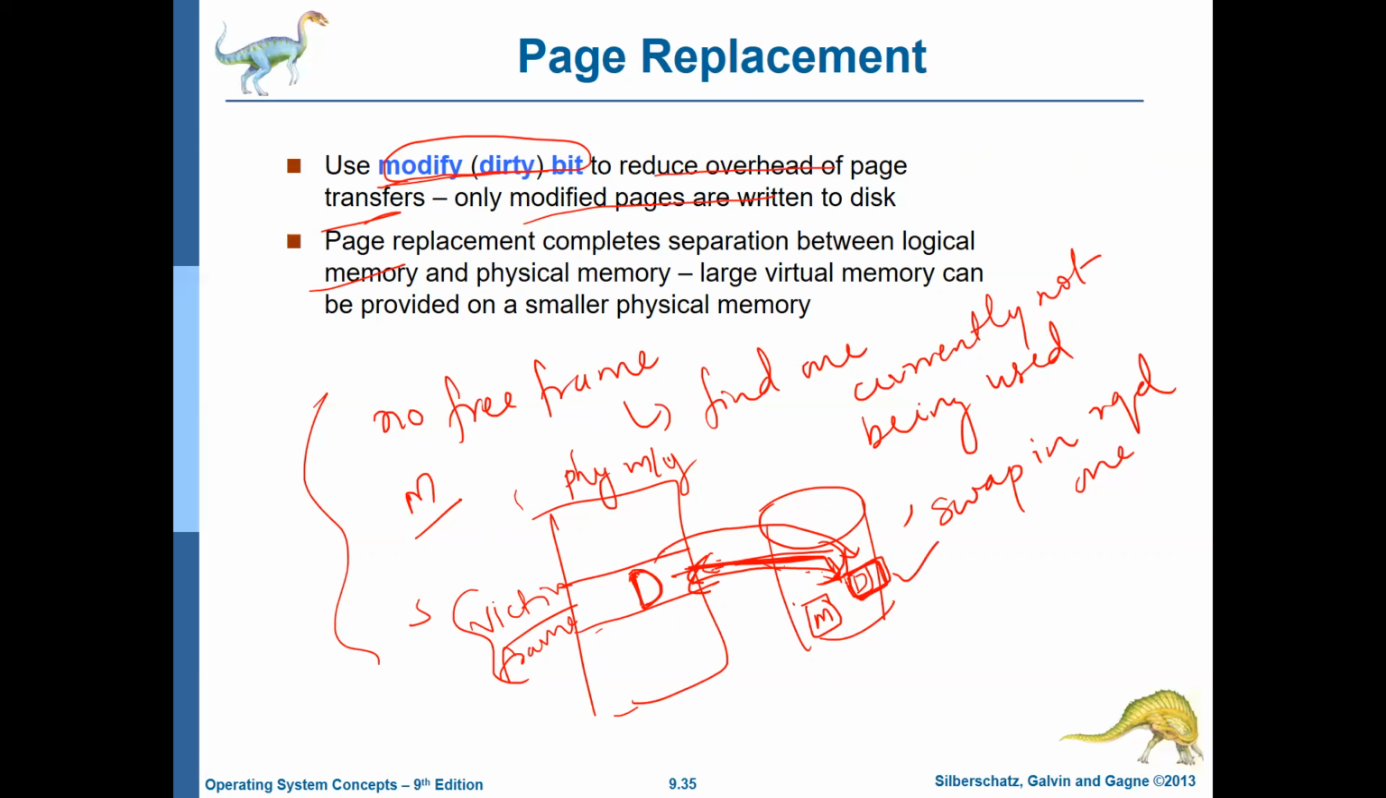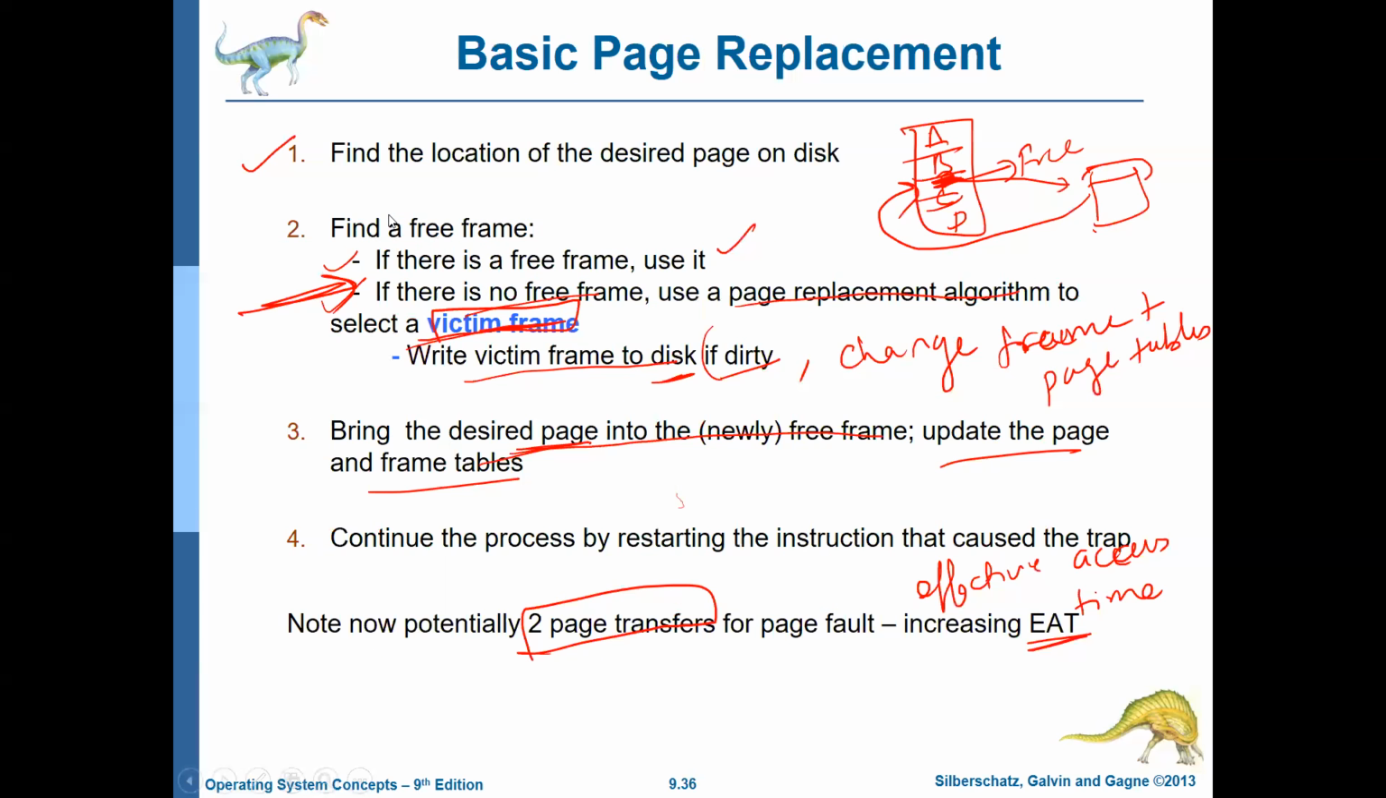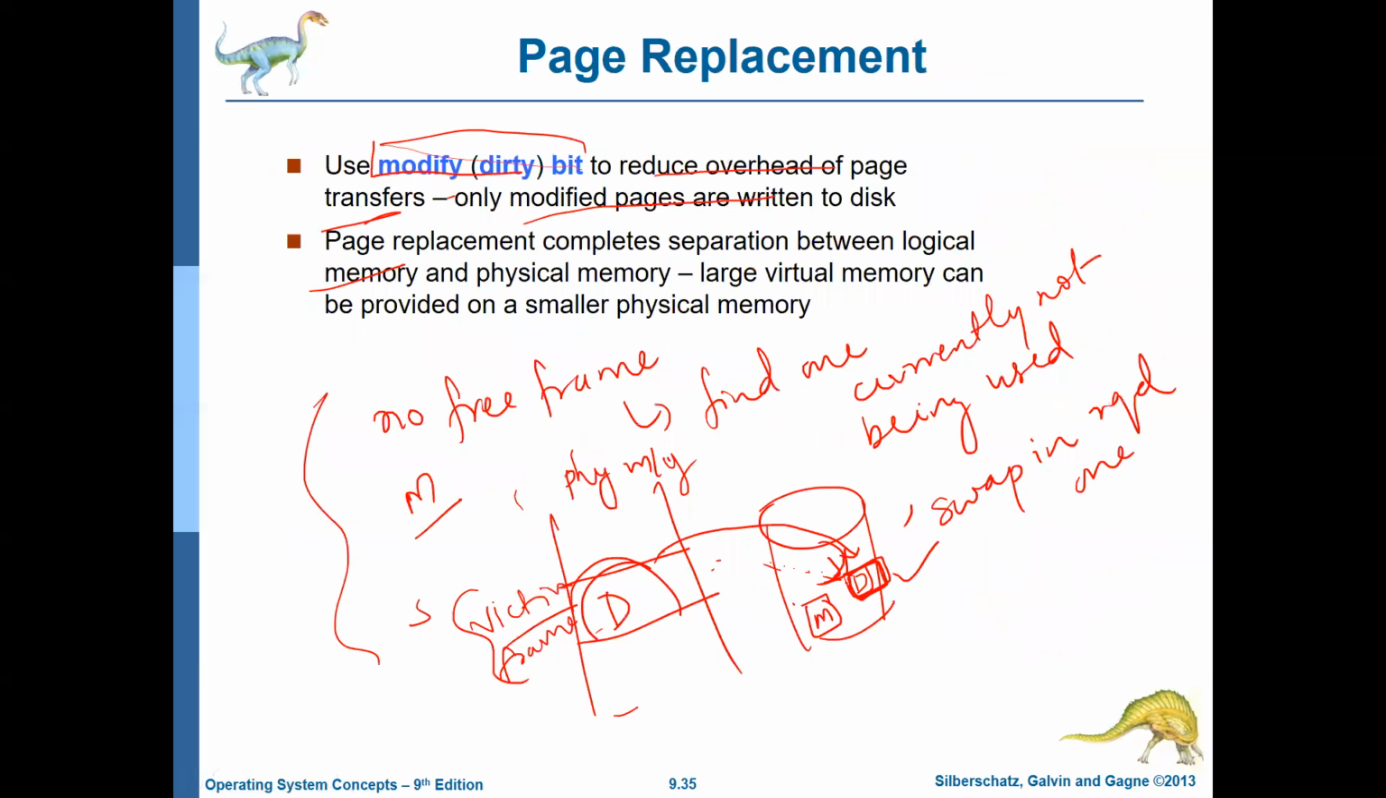Same copy, so writing it again is no use, there's no need. So what you can do is discard it. Why? Because it is already there in the secondary storage. So how do you know whether it has been modified or not? You keep an extra bit here. That is what we have written here, a modified bit or a dirty bit.